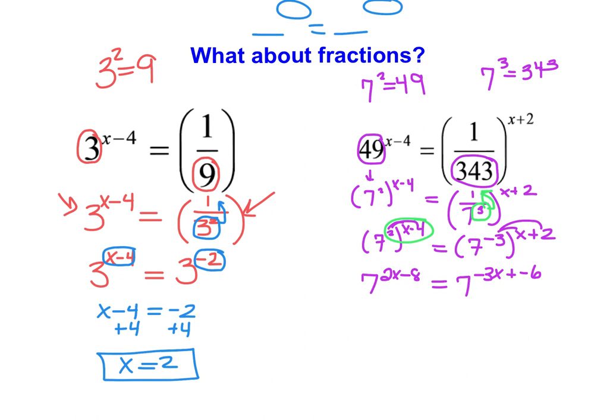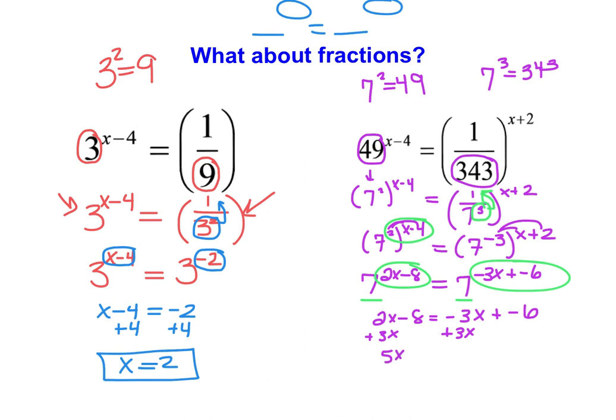Then from here, because we have common bases, we can set our two exponents to be equal. So we have 2x minus 8 is equal to a negative 3x plus a negative 6. I add 3x, add 3x. So I get 5x minus 8 is equal to negative 6. I add 8 to each side. So I end up with 5x is equal to 2, divided by 5. And I ultimately find that x is equal to 2/5.